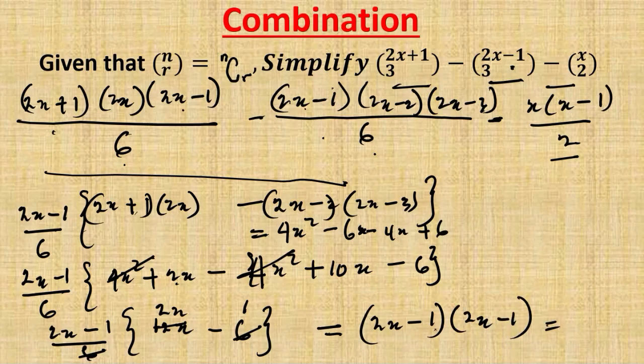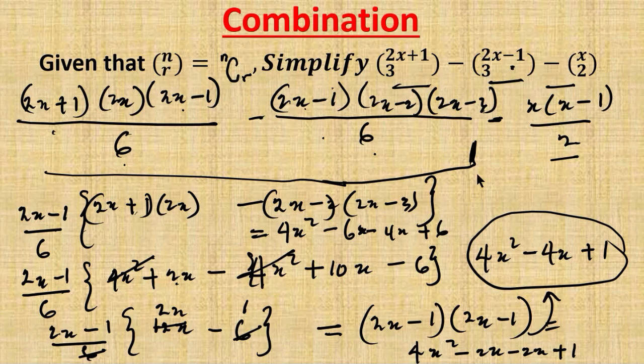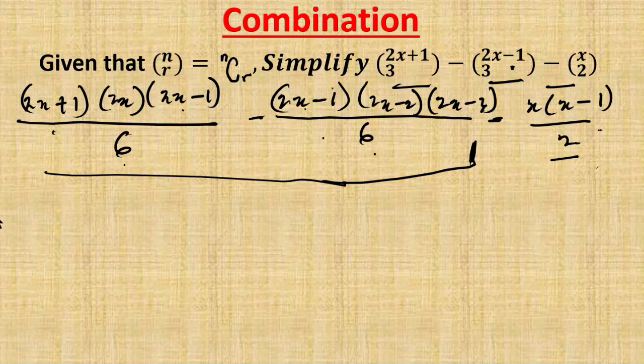Now we can expand this. If I want to expand this, this becomes 4x squared minus 2x minus 2x plus 1. So this expansion should look like this. That will be the same thing as 4x squared minus 4x plus 1. That's the first part of this equation. Now I can bring this into it, so that my final equation should look like this.